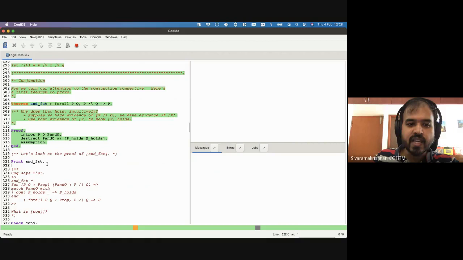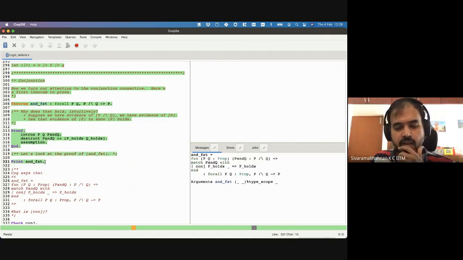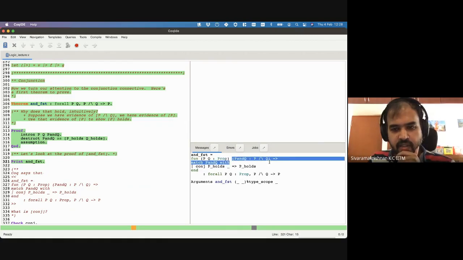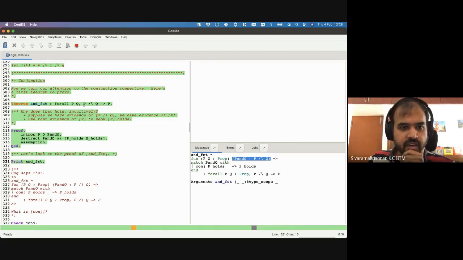So if you dig in and see the proof for and first, which is the theorem that we just proved, we are going to print the proof, print the evidence for it. It looks surprising. So this P and Q proposition corresponds to the for all here, right? And it takes the evidence for P and Q. And implication means this is just a function, right? So we are going to return a function. So this is the function.